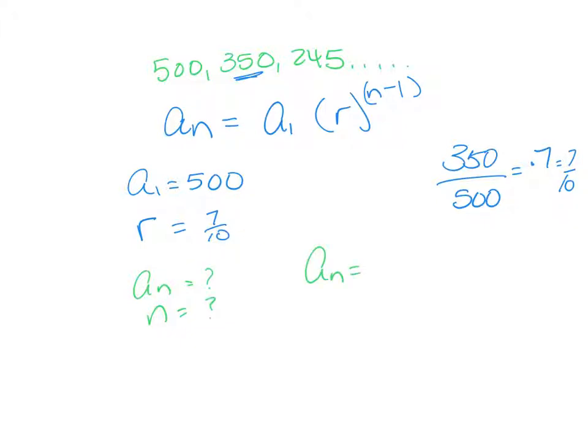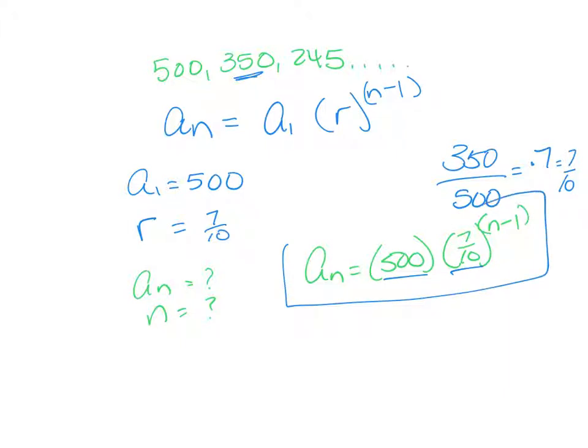An equals 500 times 7/10 to the n minus 1. Under no circumstances should you multiply these two numbers together, because that 7/10 has the exponent. You leave that exactly the way it is. So that is your final answer. That is an equation to get whatever term you need.